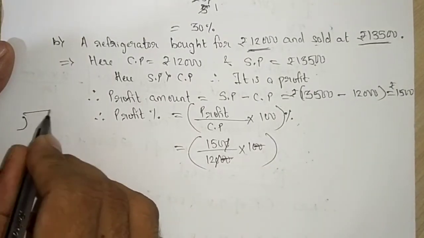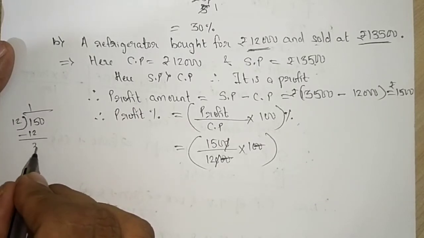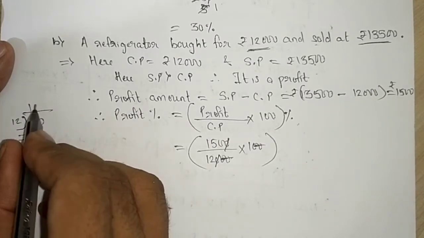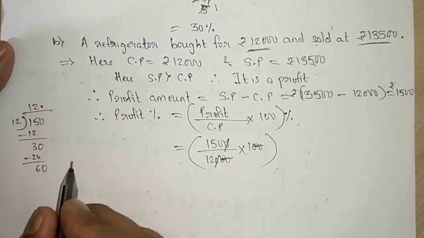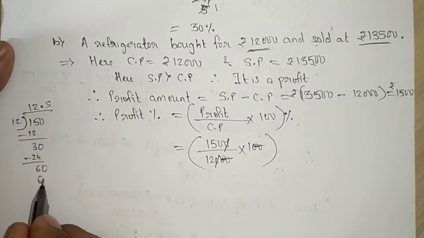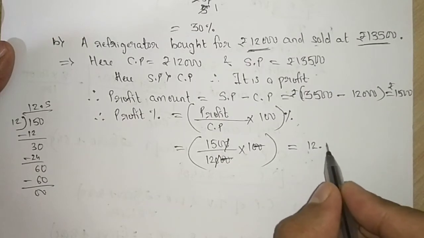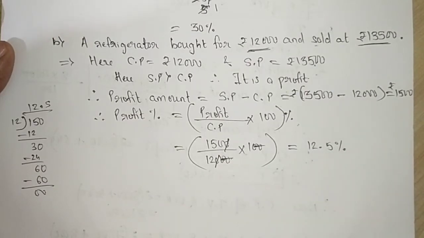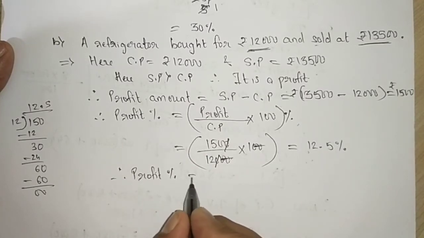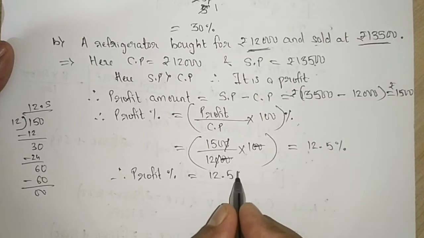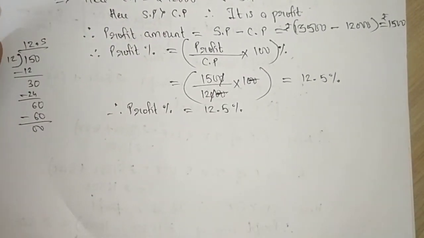So let me first divide it here. 12 ones are 12, 3, 12 twos are 24, 6. If I place the point, so I will get 0. So 12 fives is 60. So the answer is 12.5%. Therefore profit percentage is equal to 12.5%. Now moving to part C.